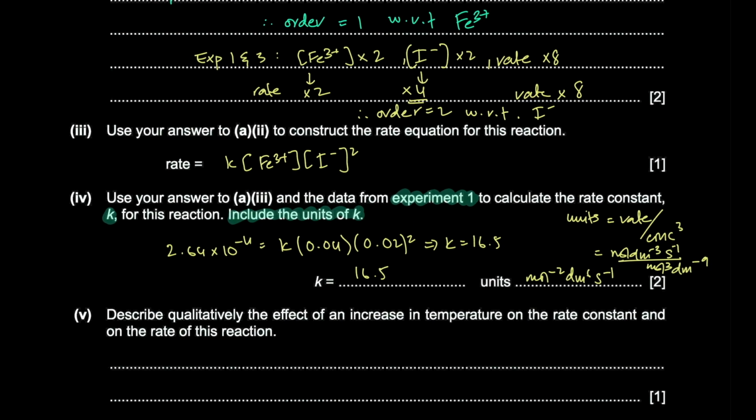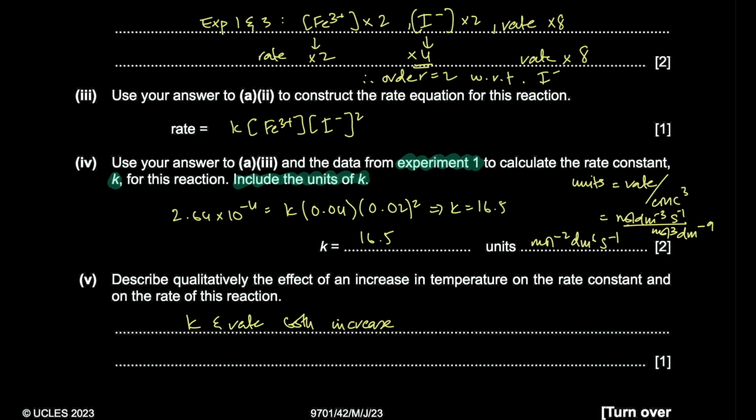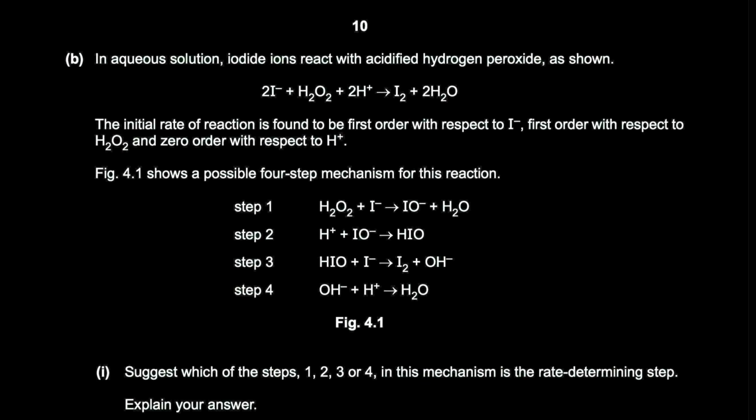Describe qualitatively the effect of an increase in temperature on the rate constant and on the rate of this reaction. The rate constant and the rate both increase. You don't have to explain it, but the explanation is that as the temperature increases, the kinetic energy of the particles increases, so the particles are moving faster, and more particles have energy greater than or equal to the activation energy. That means the frequency of collisions increases and the frequency of successful collisions increases, so the rate of the reaction increases.